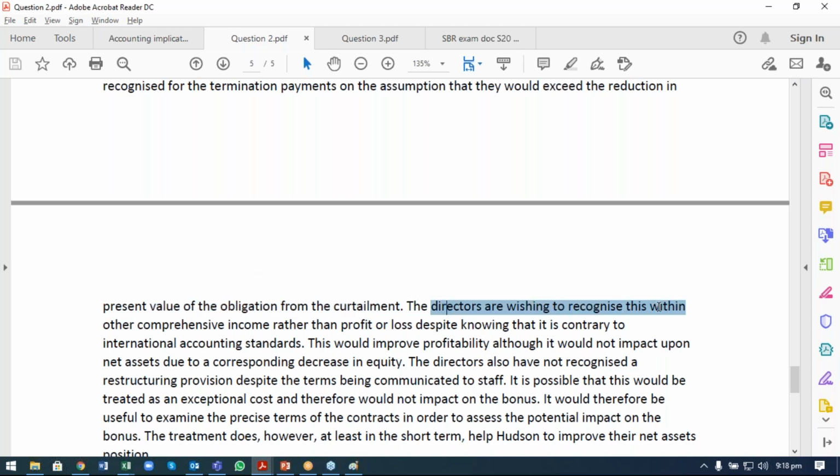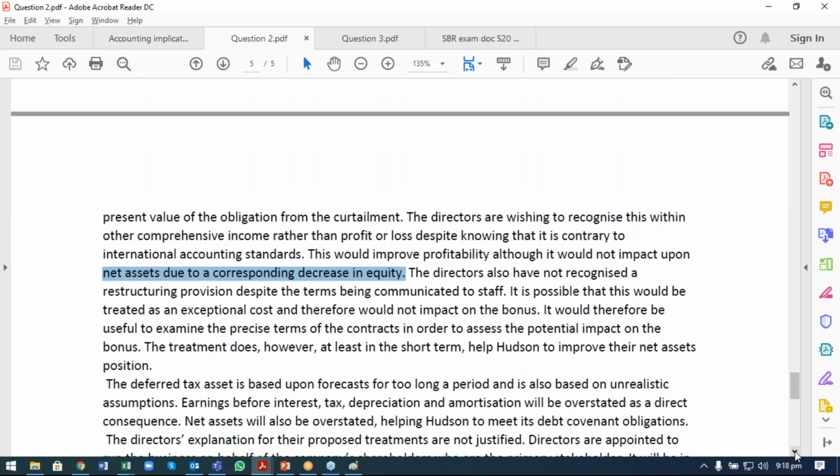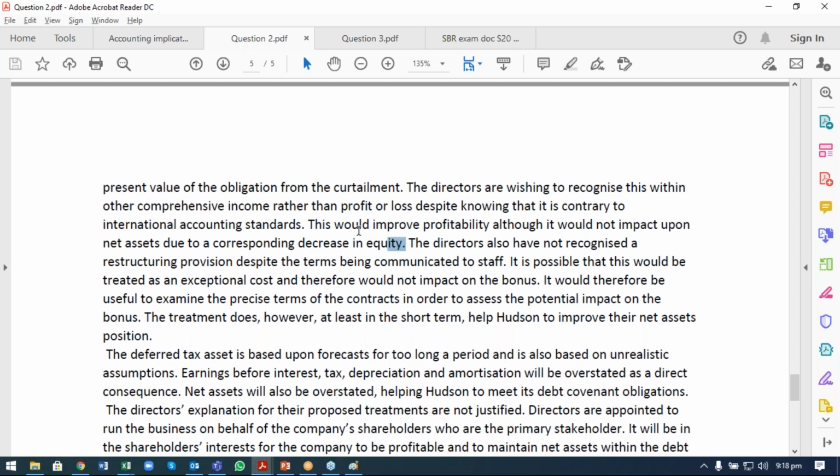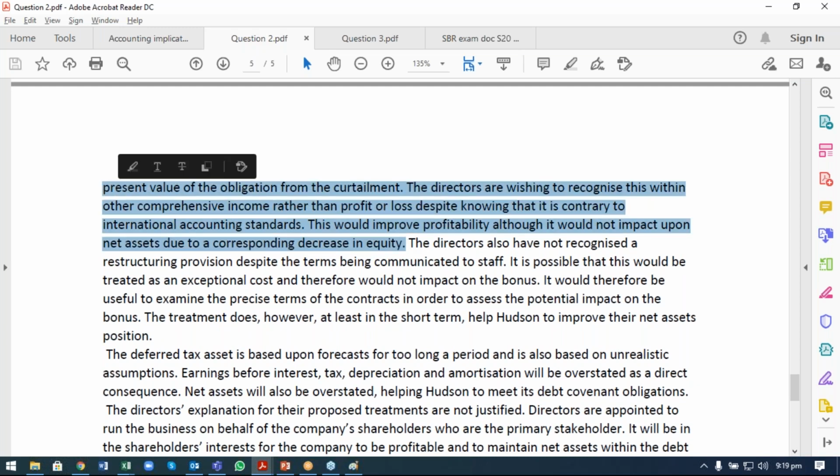So that should be reported in your profit and loss account. The directors wish to recognize this within other comprehensive income rather than the profit and loss account, despite knowing it is contrary to international accounting standards. That's something they know already, and they are still suggesting to report any redundancy payments within other comprehensive income. This would improve profitability, although it would not impact the net assets due to the corresponding decrease in equity. So that might have no impact on loan covenants, but it surely increases the profits of the company, which ultimately makes the directors eligible for the bonuses.